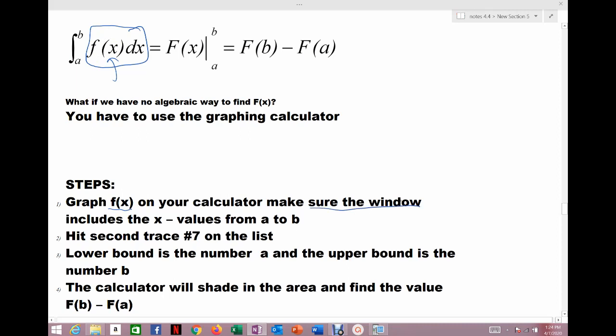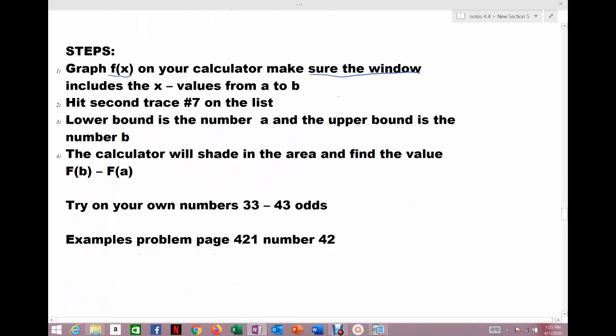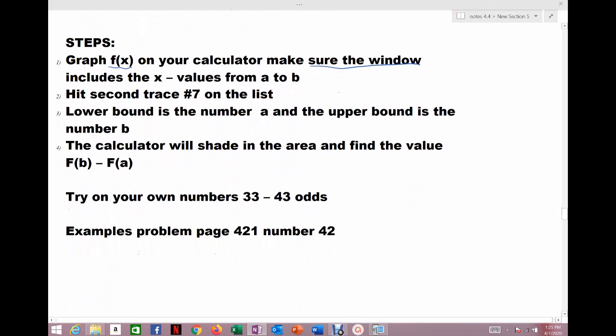Make sure your window is big enough to include the upper and lower values. We usually use a standard window, but if those values are bigger than 10 or smaller than -10, we'll adjust the window so I can see the function. Then go to second trace and hit 7 on the list, which is the integral. Your calculator will ask you for the lower bound, which is the smaller number, and the upper bound, which is the bigger number, and then it'll actually shade the area in when it solves it.